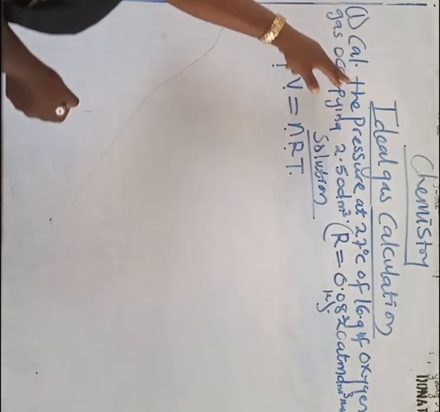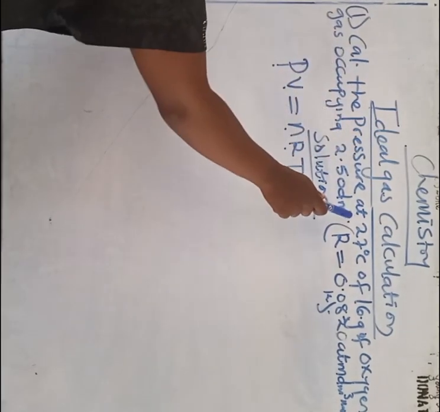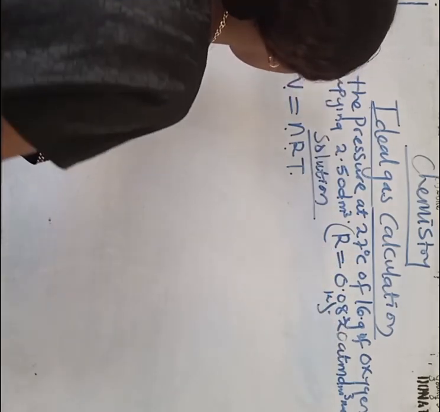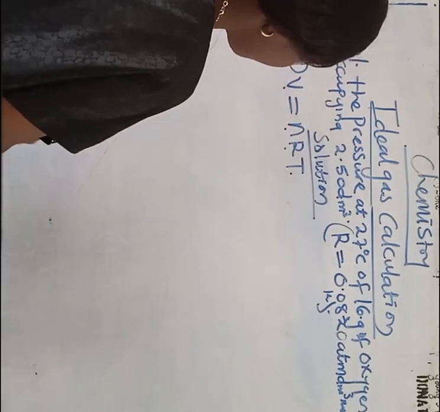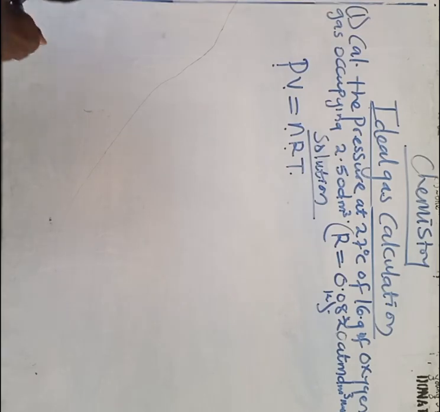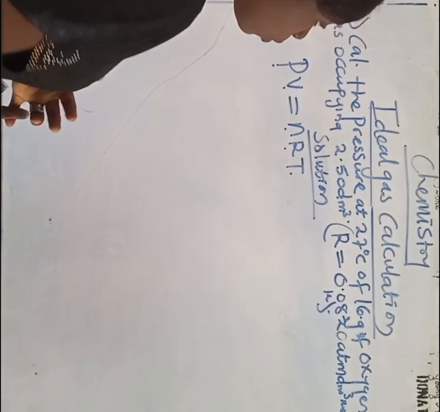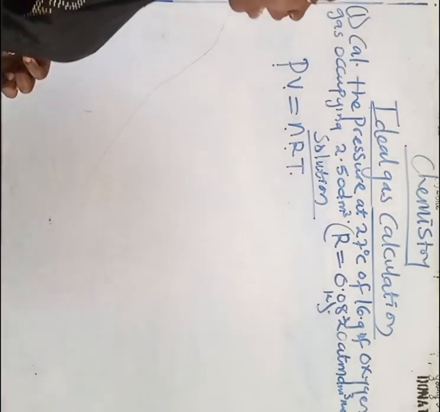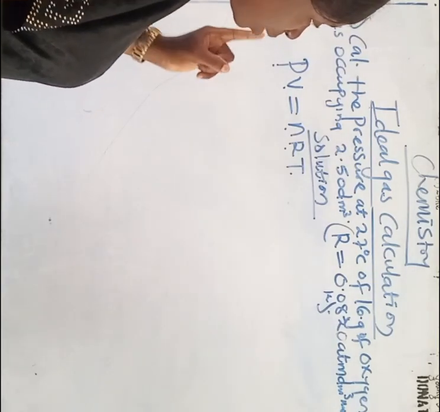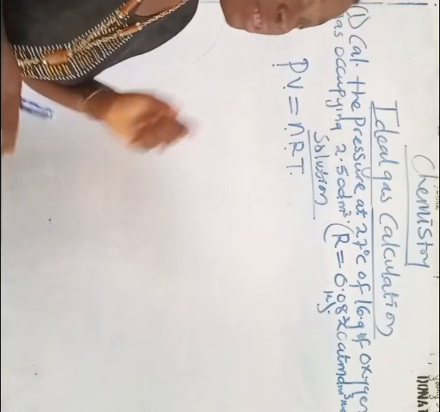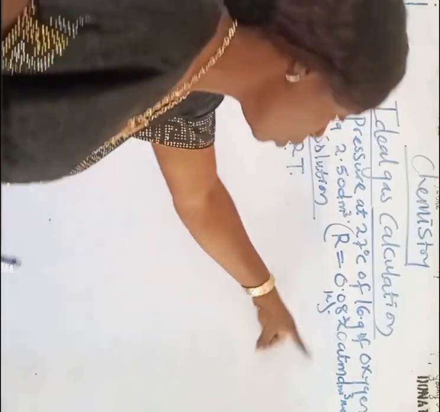So we are going to see in this practical question on the board, we are being asked to calculate the pressure at 27 degrees Celsius of 16 grams of oxygen gas occupying 2.50 dm cube, and our R is being given in atm dm cube per mole per Kelvin. So what this means is that every parameter that has been given needs to align with this unit.